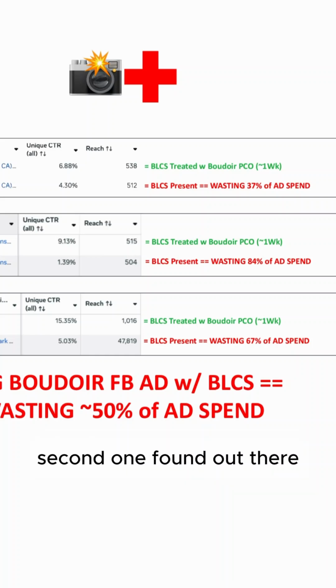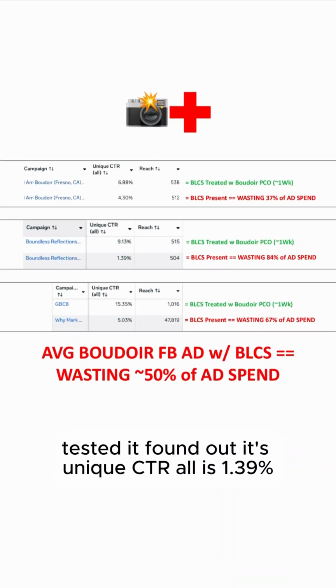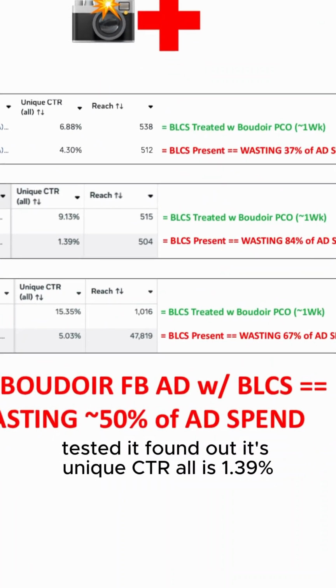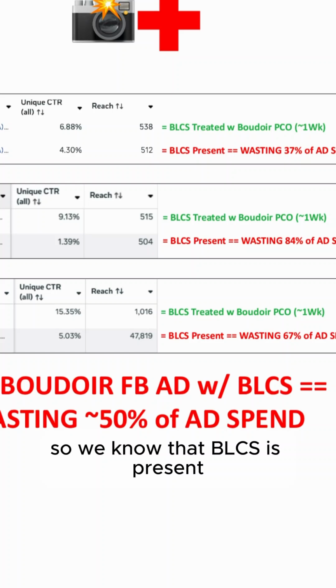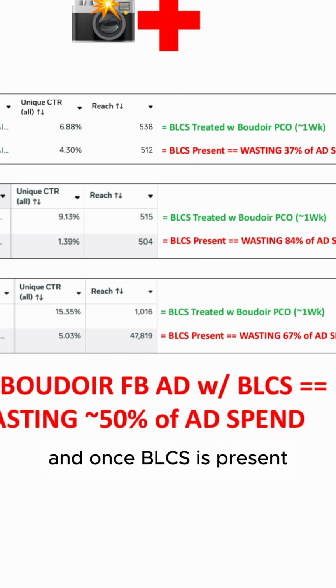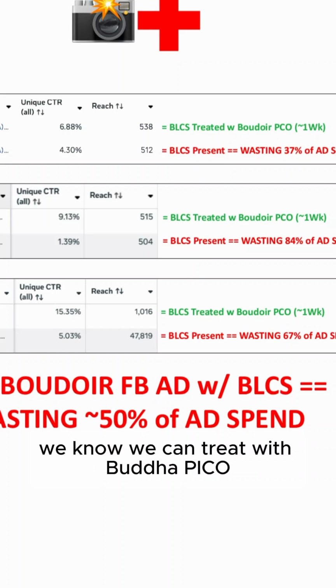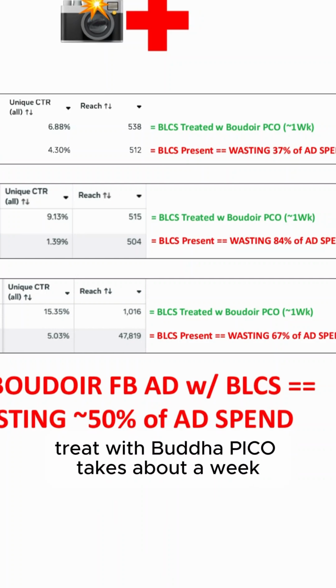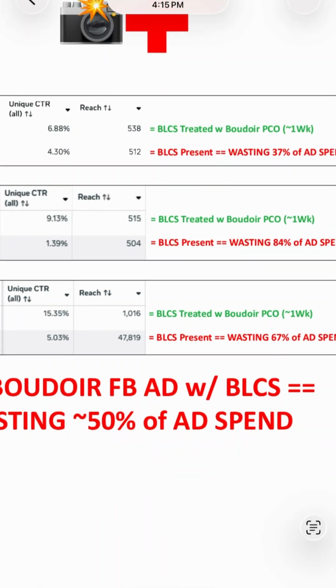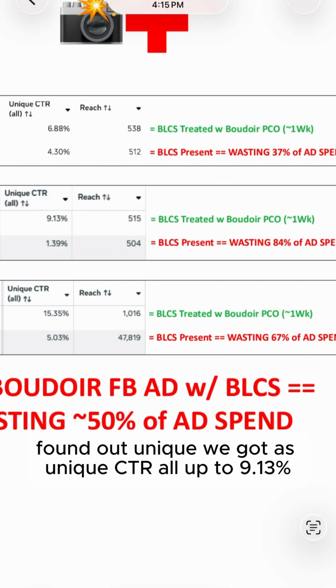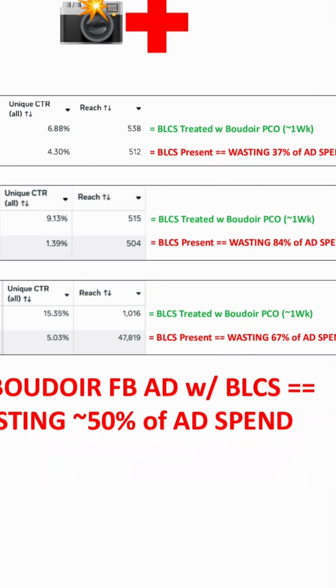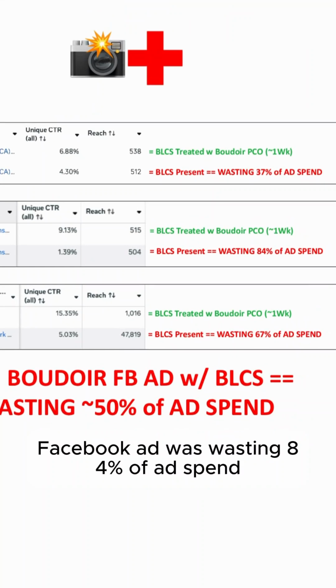Okay, second one found out there, tested it, found out its unique CTR is 1.39%. So we know that BLCS is present. And once BLCS is present, unique CTR under 6%, Boudoir low click syndrome, we know we can treat it with Boudoir Pico. So we did that, treated with Boudoir Pico, takes about a week. We got its unique CTR up to 9.13%. So we found out the original Boudoir Facebook ad was wasting 84% of ad spend.